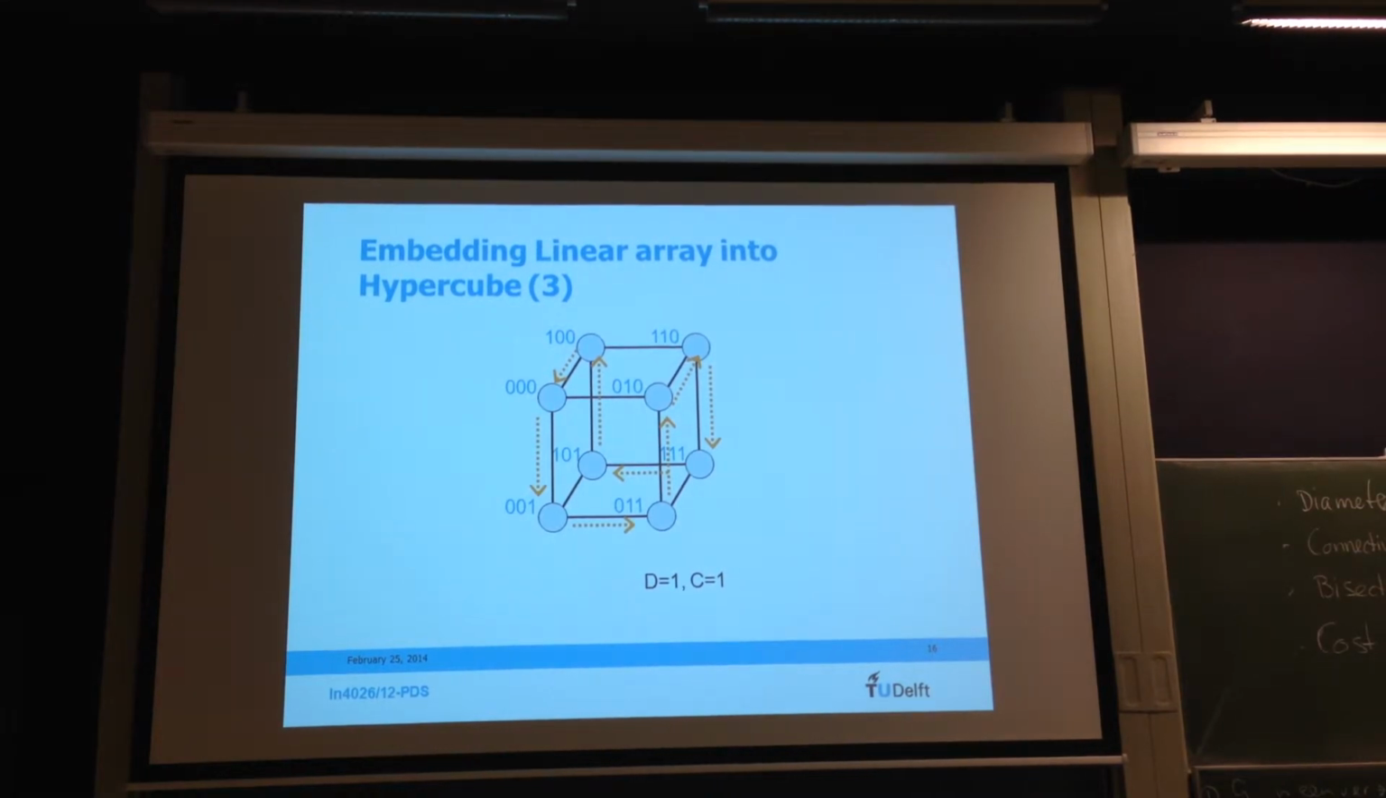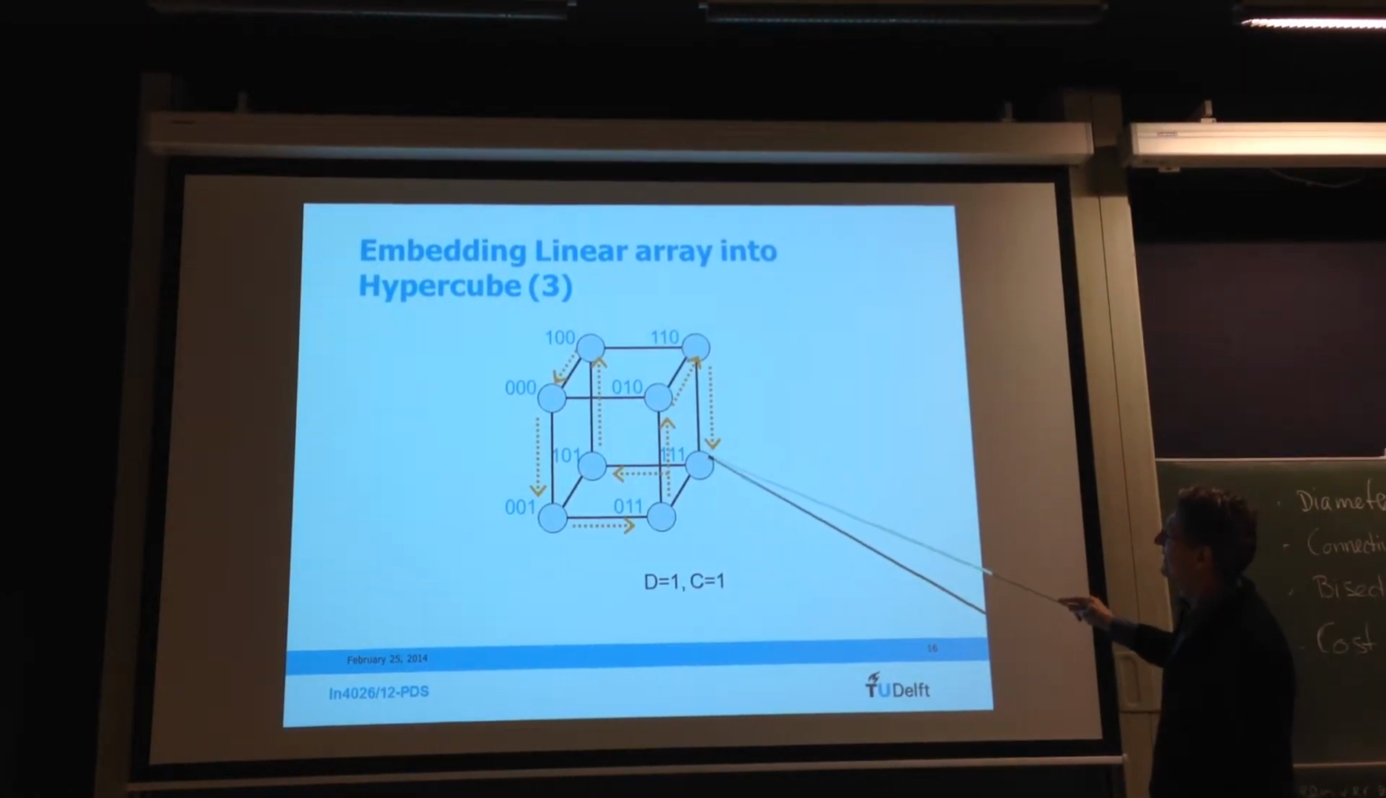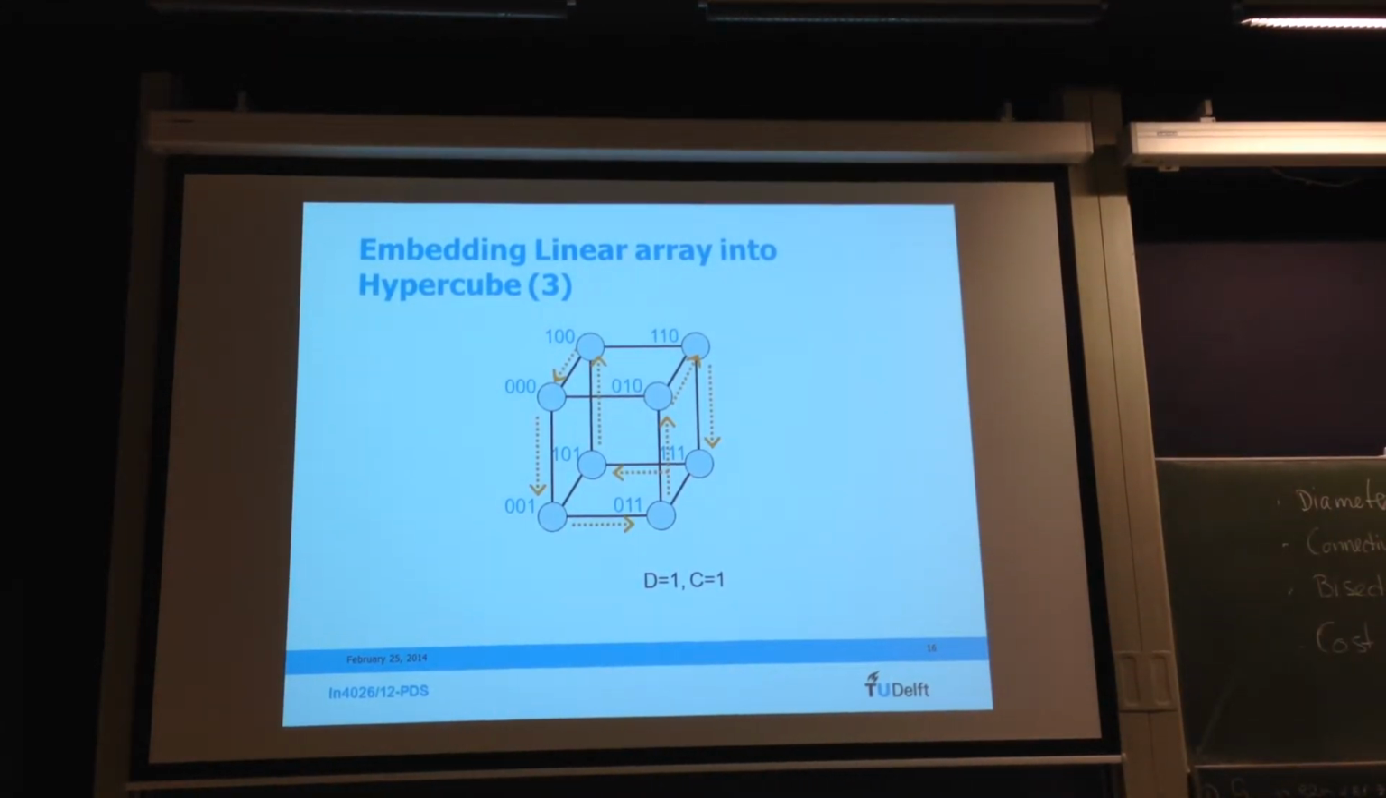It looks like this. Right? So I start with 0, 0, and I lay my linear array like that in the hypercube. Right? Like a snake. I put it along the edges of the hypercube. In this case, the dilation is 1 and the congestion is also 1, because one link of the linear array is exactly 1 link in the hypercube. There's something else you can see if you see this.